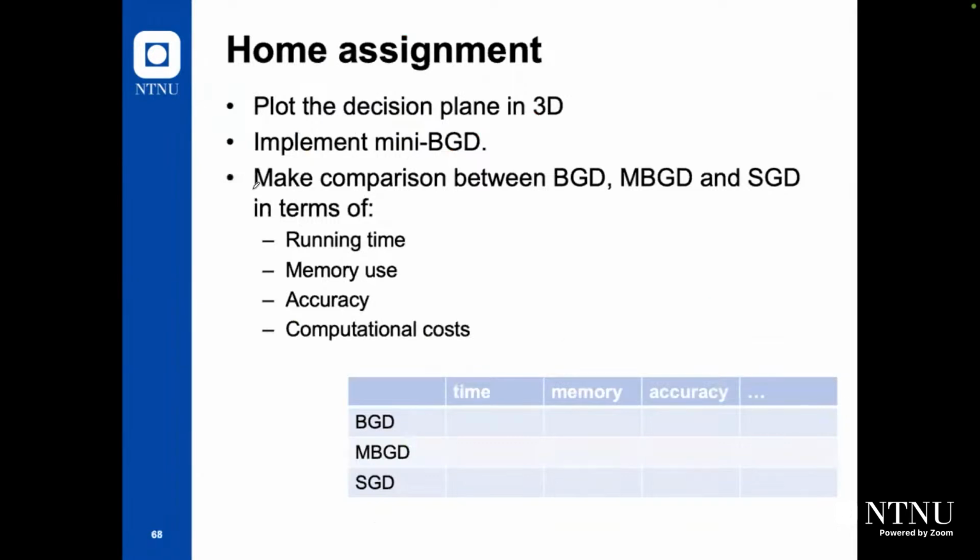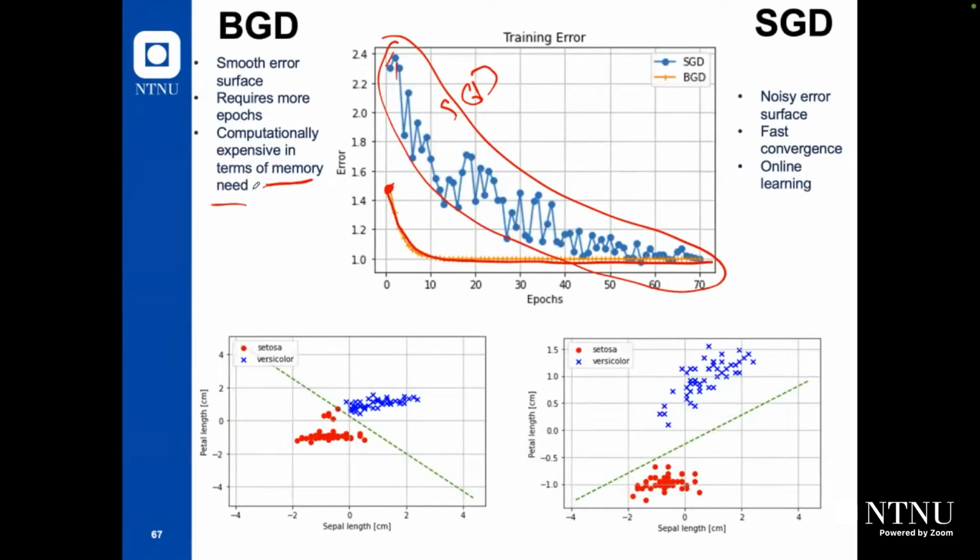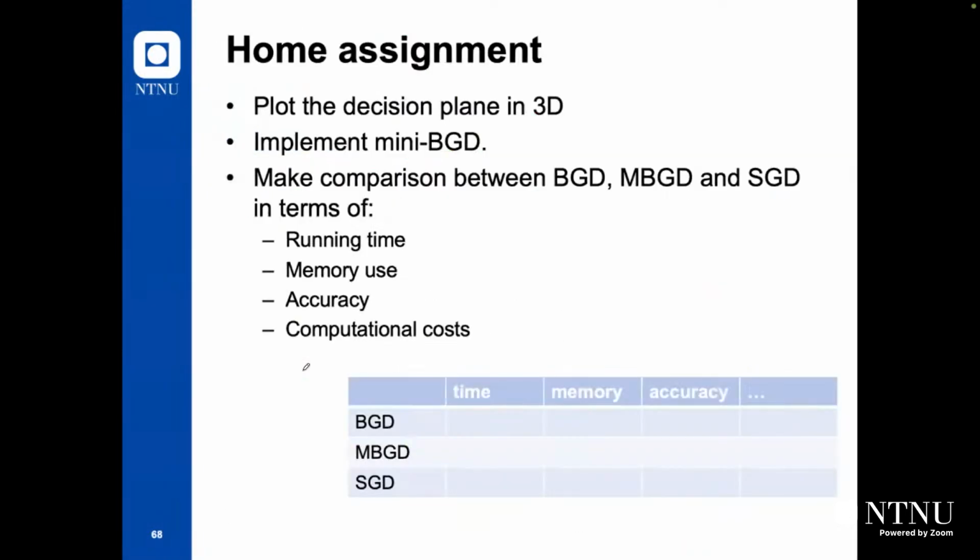So we're just finishing. If you would like to work on some examples, you can repeat this example one more time. Try to plot the decision line in 3D, because here I solved this example for the iris dataset in two-dimensional space using, for example, sepal length and petal length. You can do it in three-dimensional space by adding one more feature. Also you can make a comparison between batch gradient, mini batch gradient, and stochastic gradient descent.